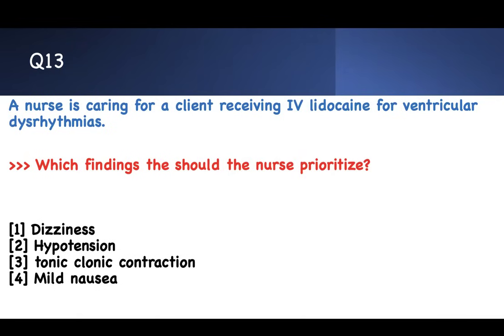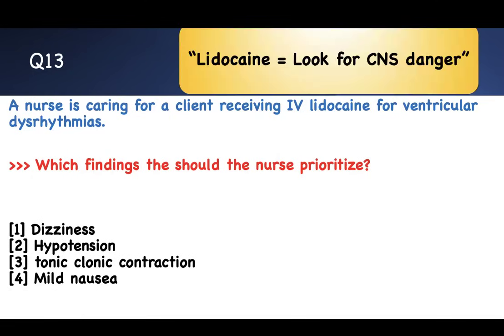If you have to pick one, which one will you prioritize? I hide the answer choice and I use different words. If I put the word you should expect, you pick it. But I know you know the answer because you watch Adapt NCLEX class. What do you think? This is the mnemonic: look for central nervous system danger. It's lidocaine. Do you see central nervous system dangers over there? Tonic-clonic contraction is equivalent to what? Seizure. That's your right answer.